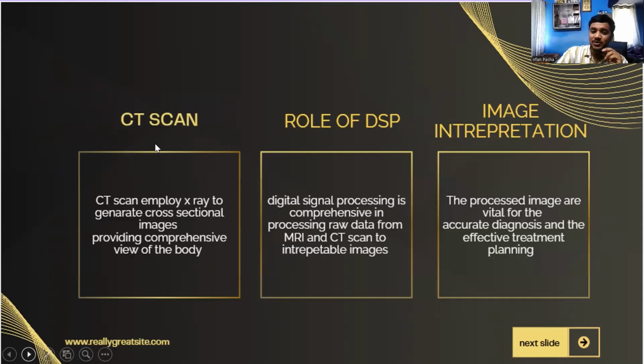Now, what are the differences between a CT scan, and what major role does DSP play in it? CT scans employ X-rays to generate cross-sectional images, providing a comprehensive view of the body. It takes X-rays of different places of the particular focused tissue and gives us an exact image of that.